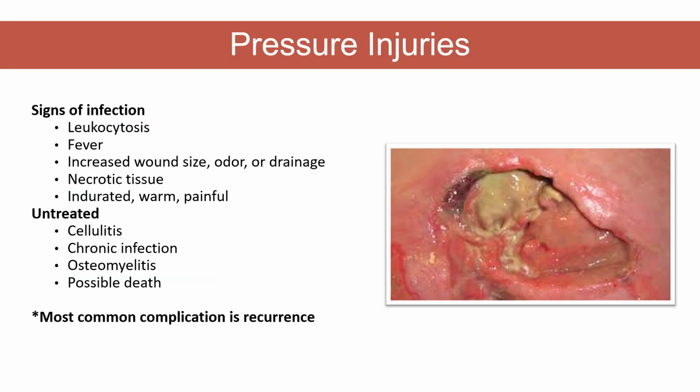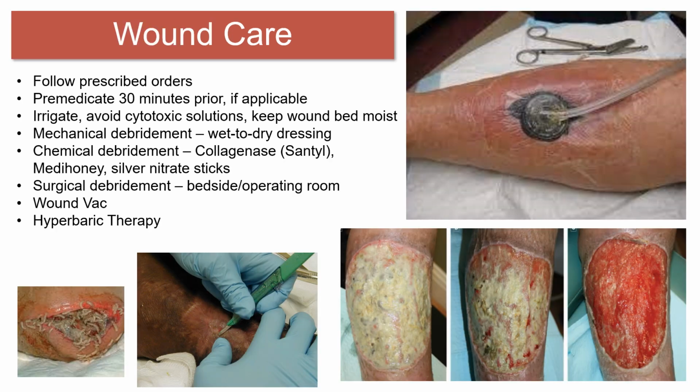All right, moving on. Okay, so how do we know if it's infected? Well, we're going to have a high WBC count. We're going to have a fever. That wound can get bigger. It can get a foul odor. It can have more drainage. It can develop necrotic tissue in the form of eschar, or you'll see some blackened areas. It can be indurated, warm, painful, and if left untreated can lead to cellulitis, chronic infection, osteomyelitis, that's when it travels to the bone, and it can lead to death, as we are aware of.